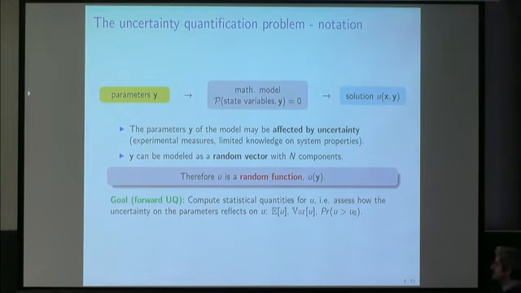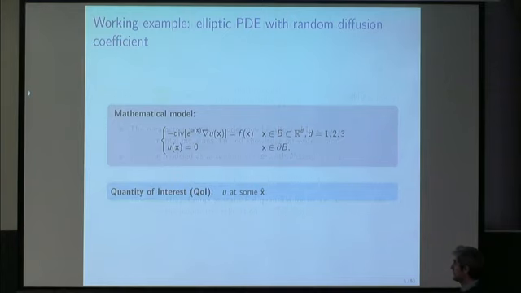So I feed my PDE solver with a bunch of parameters. I compute the PDE, and I get out a solution U, which I'm interested in. And I'm actually interested in computing the expected value of U, the variance, the probability that U exceeds some threshold, and stuff like that. The working example for this presentation is the famous elliptic PDE.